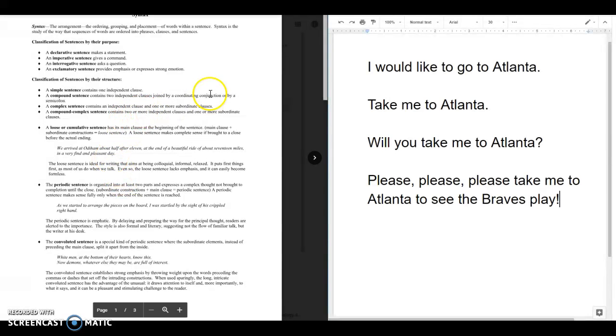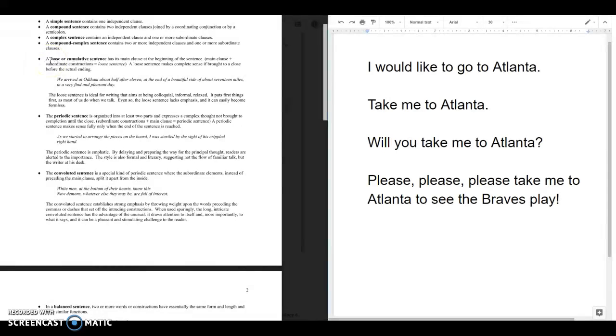Next, getting into some vocabulary that you may or may not be familiar with. A loose or cumulative sentence is going to be a sentence that has its main clause at the beginning of the sentence. Notice this example right here. We arrived at Odeum at 11:30. That's the main part of the sentence. However, following up the main part of the sentence is a dependent clause: at the end of a beautiful ride of about 17 miles in a very, that's a typo in this document, in a very fine and pleasant day is what it should say. Notice that we could mark out everything after the word at, and the sentence would still make sense. However, this information does add to the sentence and help it be more complete and make more sense. So this is called a cumulative or a loose sentence.